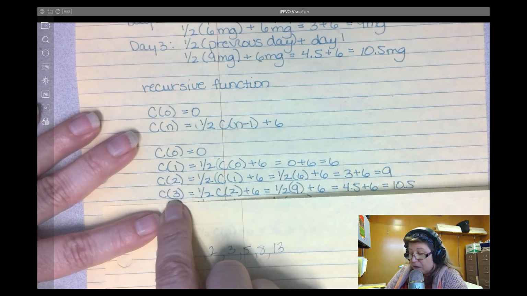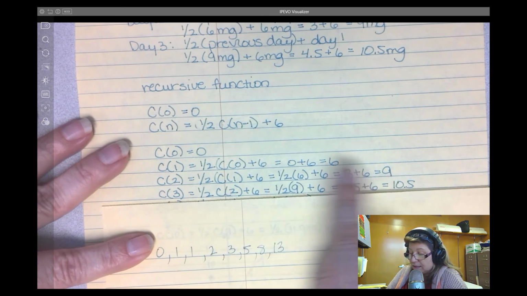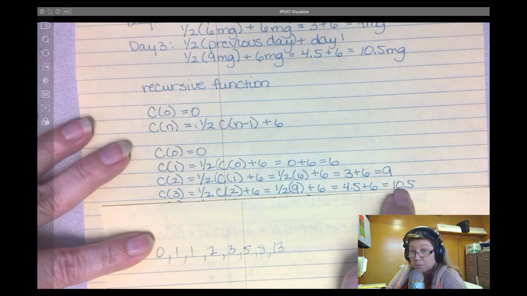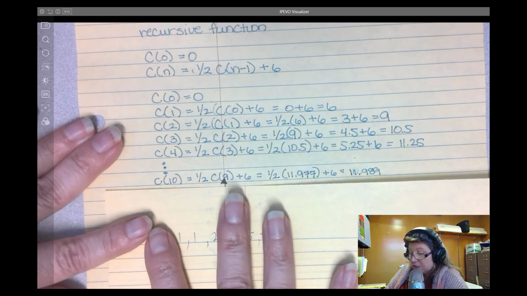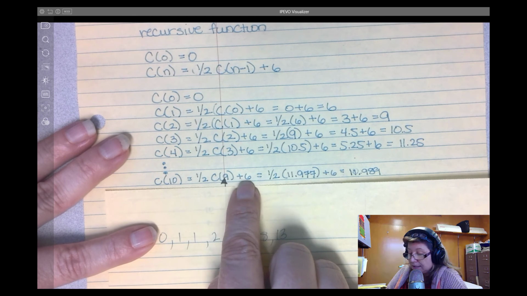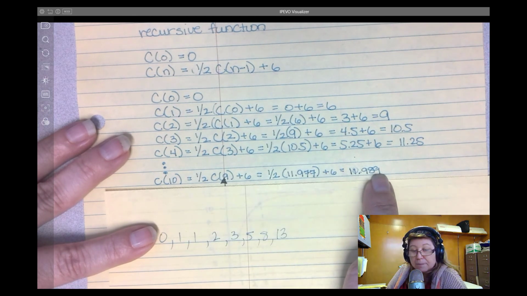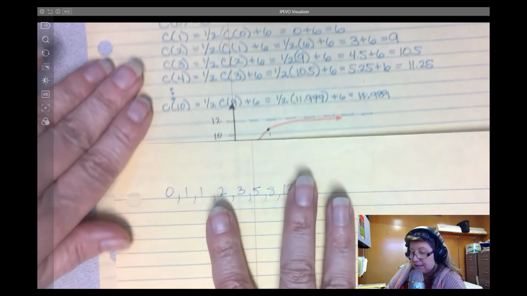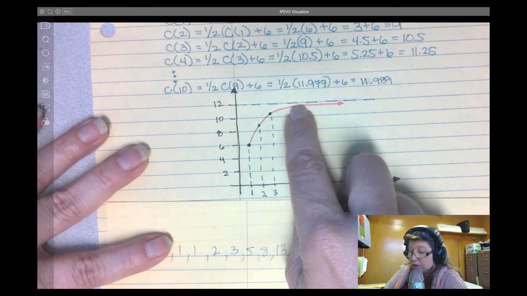Next, on the third time, we take what we did before, which is 9, take half of it, add 6, we get 4.5 plus 6 is 10.5. And when you keep doing this, you reach up to like day 10, for the next day 10, it's C9 plus 6, and you get 11.989.